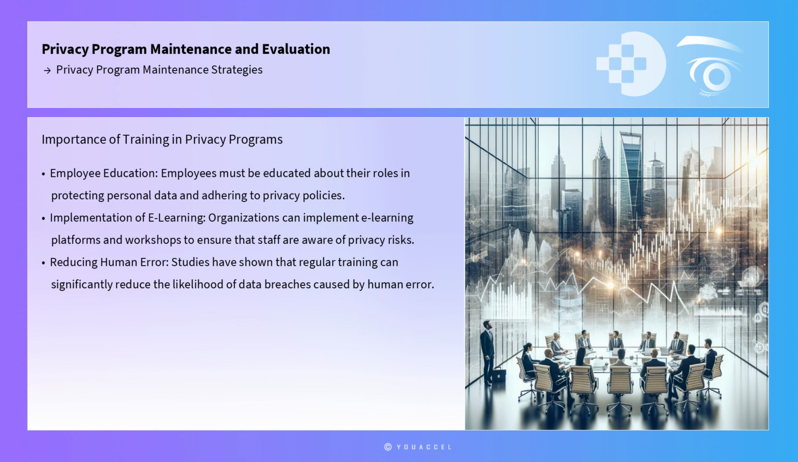Training and awareness programs are another vital element of maintaining a privacy program. Employees must be educated about their roles in protecting personal data and adhering to privacy policies. Organizations can implement e-learning platforms and workshops to ensure that staff are aware of privacy risks and understand how to handle personal data securely. Studies have shown that regular training can significantly reduce the likelihood of data breaches caused by human error.